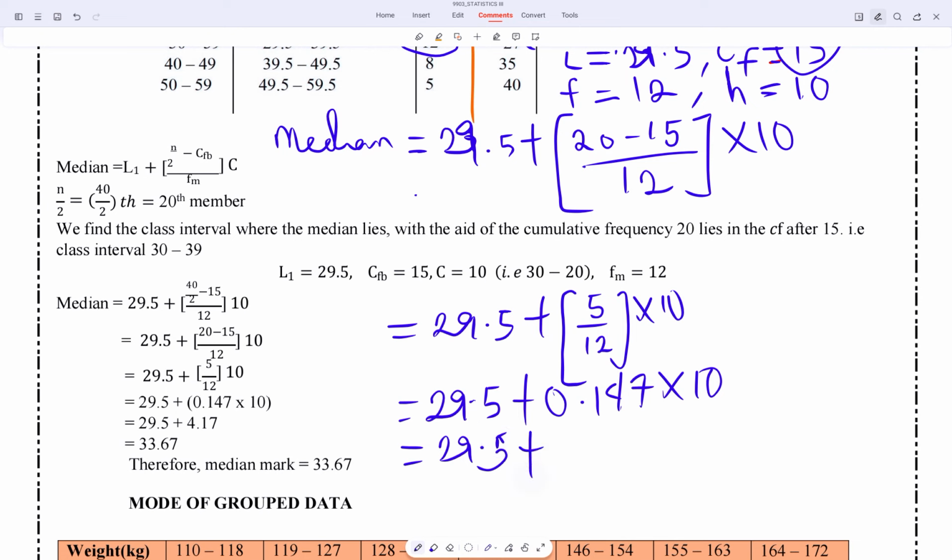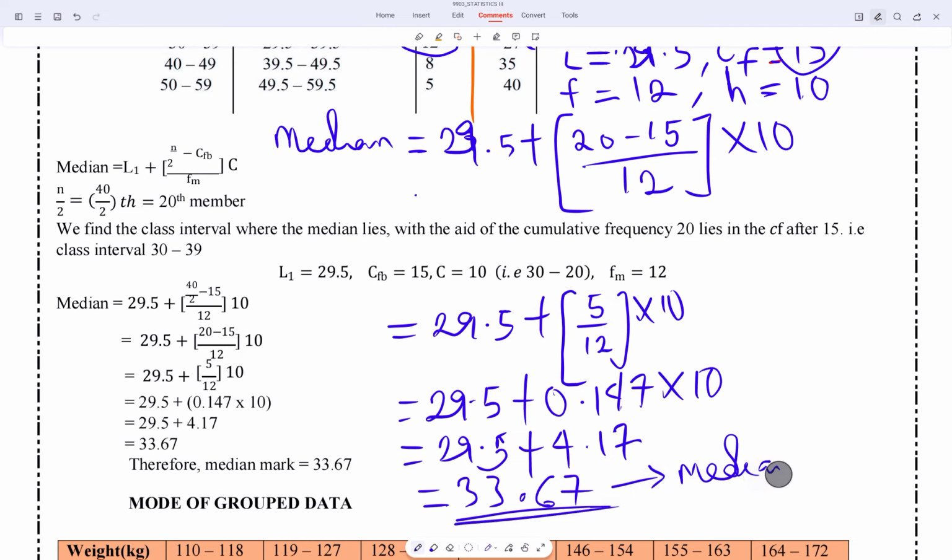29.5 plus, multiply this together, that will give you what? 4.17, right? 4.17. And then if you add it together with 29.5, that will give you what? 33.67. So that is our what? Our median. Do you understand that now? So this is our median mark. Any question?